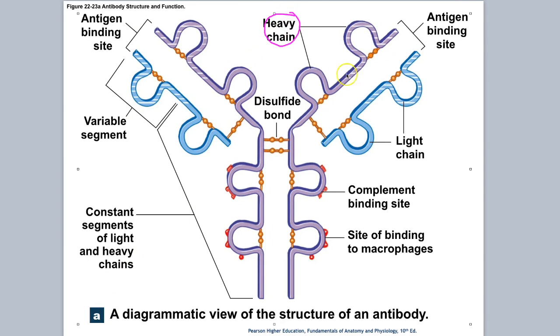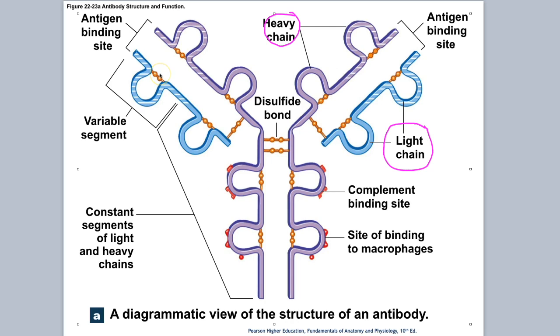Okay, so the heavy chains, see how they're longer polypeptides than the blue? So they're called heavy chains because they're very heavy. Their molecular weight is higher, they're bigger. And the light chains are shown in blue, they're smaller. Okay, so the antibodies have 2 heavy chains, 2 light chains, and they're made up of polypeptides. They're proteins, right? Long chains of amino acids.